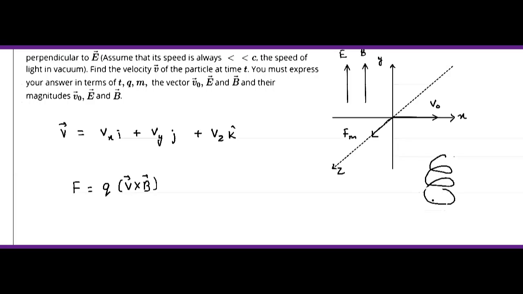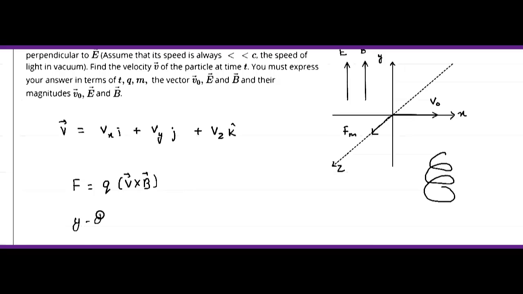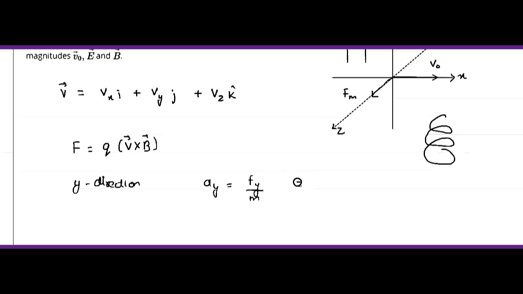Okay, circular motion is due to the magnetic force, and upward motion is due to the electrical force. So how can we get the upward velocity? In the upward direction, it is the electrical force which would be acting. So in the Y direction, the acceleration would be the force in the Y direction divided by the mass. The only force acting in the Y direction is the electrical force, so if Q is the charge, it would be Q E divided by M.